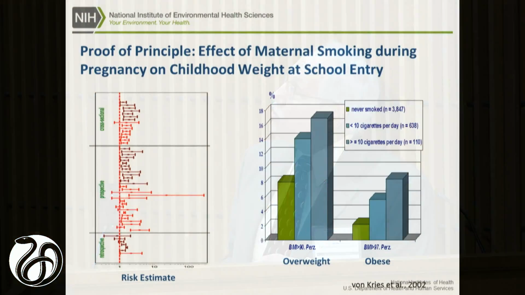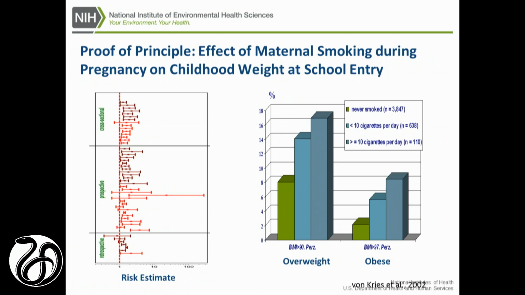So this is the real proof of principle: maternal smoking during pregnancy on childhood weight at school entry, where there are over 20 separate epi studies that are all positive, showing increased overweight or obesity depending upon the cigarette smoking during pregnancy. And this shows up then at the time when they go into school.